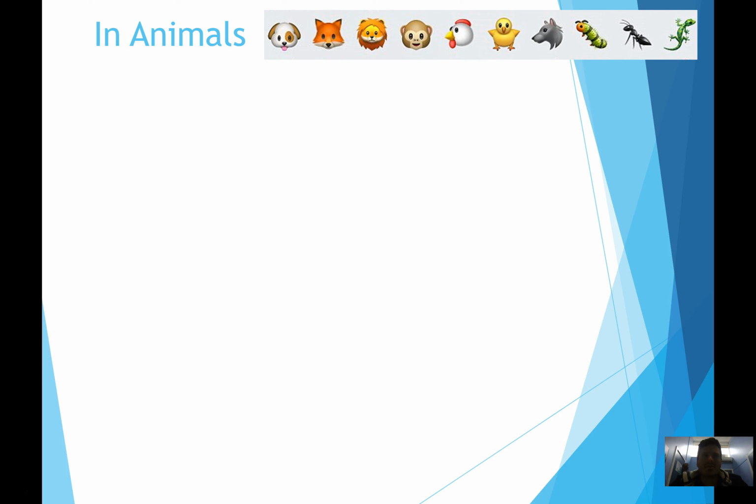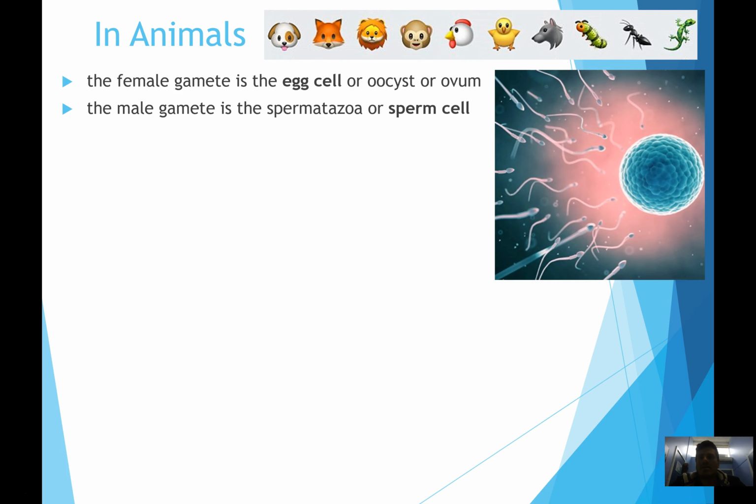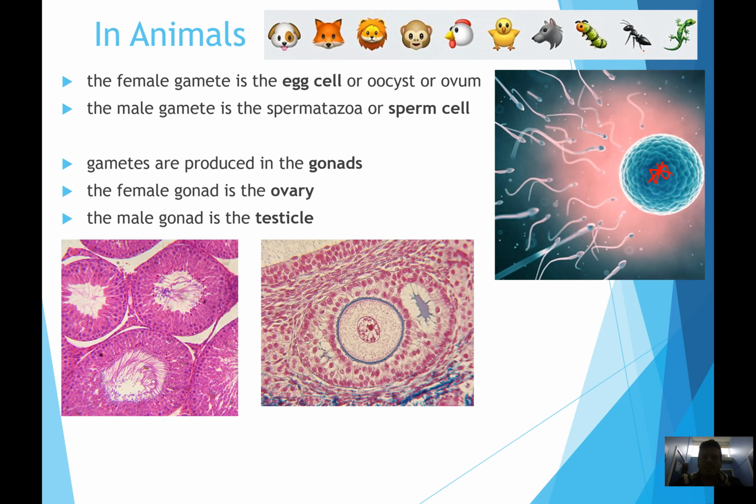Let's talk about sexual reproduction in animals. In animals, the female gamete is the egg cell, or we call it the oocyte or the ovum, and the male gamete is called the spermatozoa or the sperm cell. Here we have a really clear view of the female gamete in the middle, and some of those male gametes swimming around.